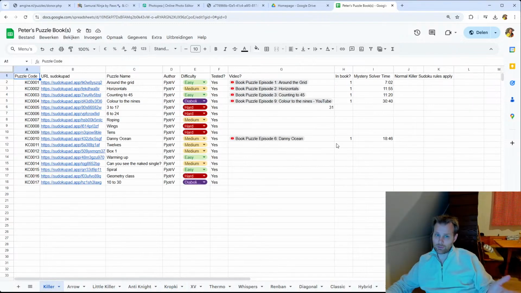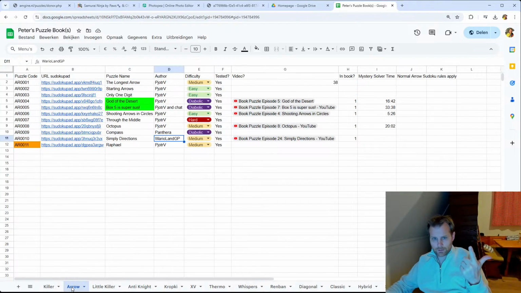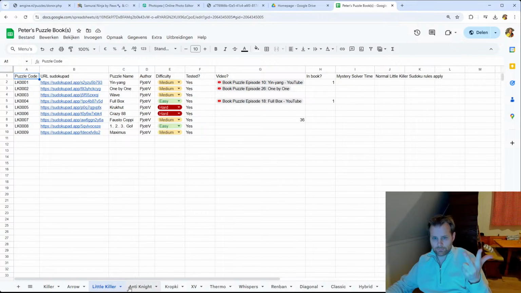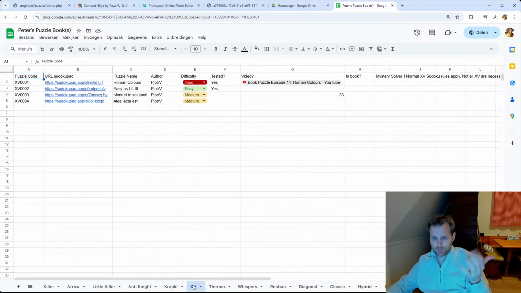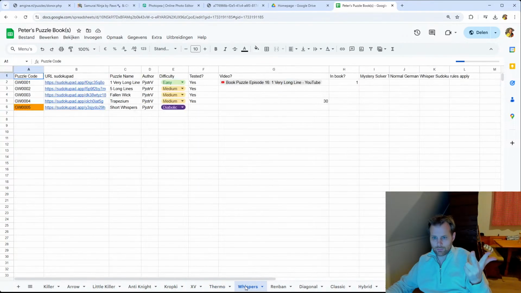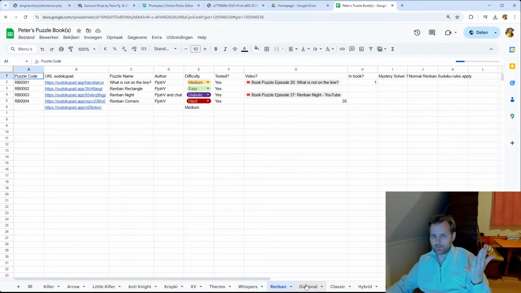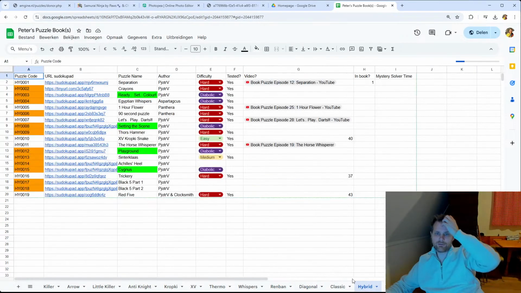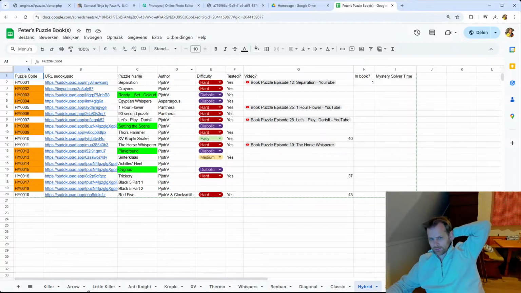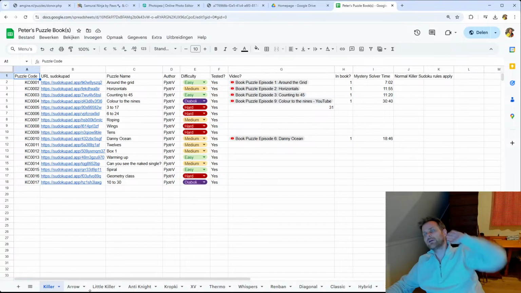And in this book I want puzzles, and I have 10 categories: the killer, the arrow, the little killer, the anti-knight, the Kropki, the XV, the thermo, the whispers, and that's the German whispers, but I want to make it apolitical, so I don't want to have German in it, so I just make it whisper puzzles, Renban puzzles and diagonal puzzles.